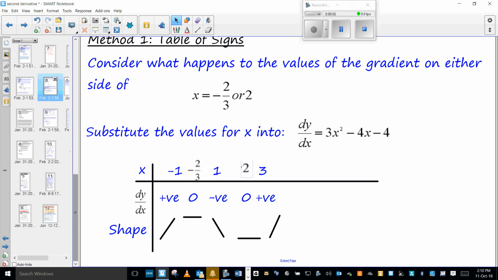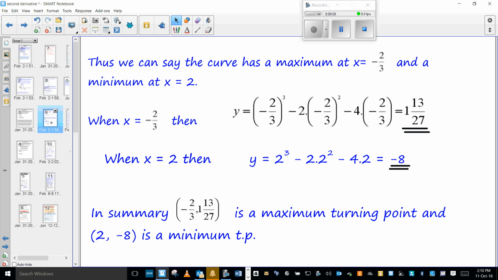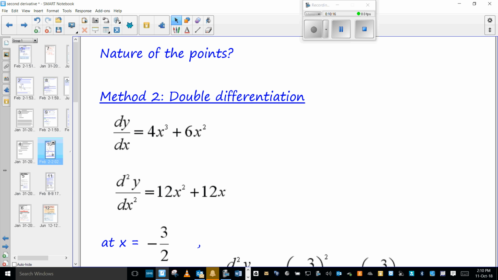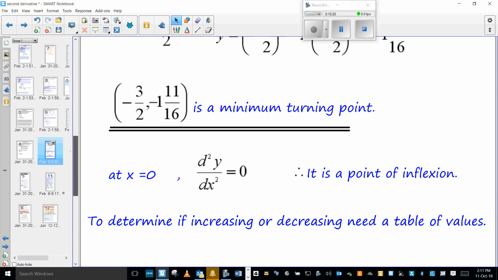So this is when they're finding the y values. Lovely jubbly. So they found the coordinates. In this example, they found the y values afterwards. Nature of the point, we just talked about that.